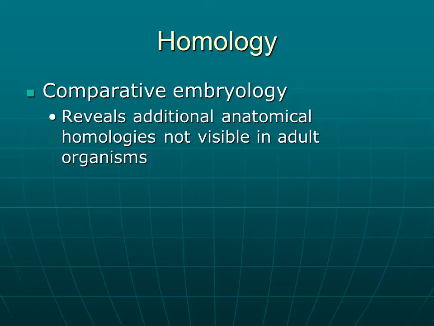Another place where you can see different homologous structures is in the embryonic state. So you can term this comparative embryology. But it just reveals additional anatomical homologies that aren't visible in adult organisms.